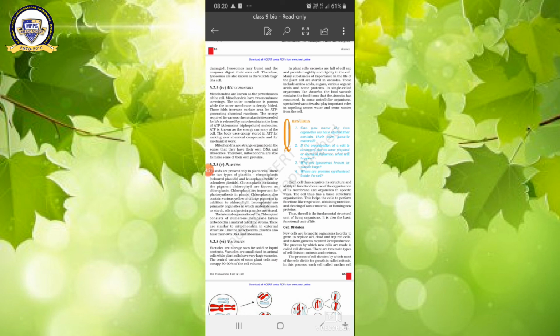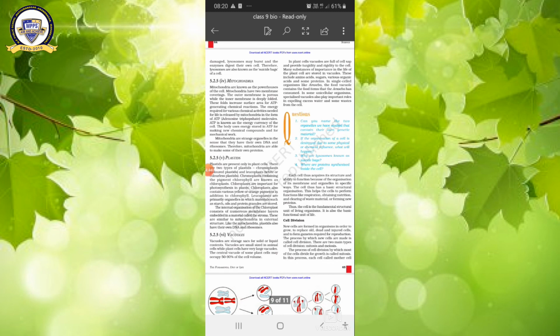And next topic that we are going to discuss is cell division. New cells are formed in organisms in order to grow, to replace old, dead and injured cells, and to form gametes required for reproduction. The process by which new cells are made is called cell division. There are two main types of cell division: mitosis and meiosis.